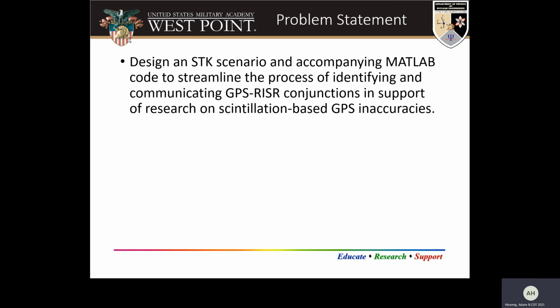This research seeks to design and implement an SDK scenario and accompanying MATLAB code to streamline the process of identifying and communicating upcoming RISR GPS conjunctions to RISR investigators in order to allow them to better understand the ionospheric conditions that cause scintillation-based GPS inaccuracies.